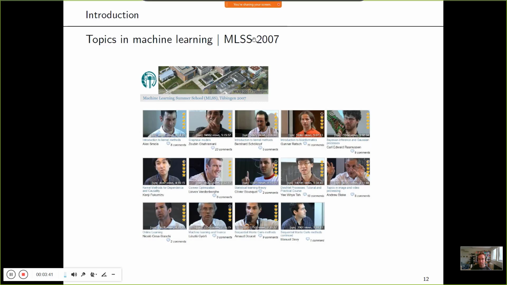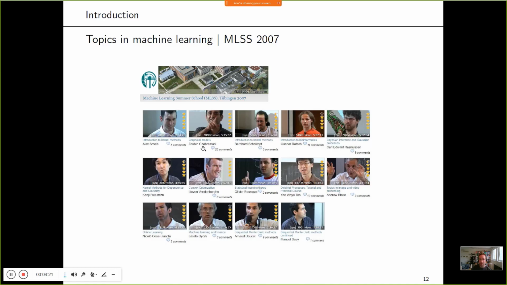In 2007, there was the machine learning summer school in Tübingen, which I joined, and what I saw there were topics as follows. So there was stuff on kernel methods by Alex Smola and Bernhard Schölkopf. There was stuff on graphical models by Zoubin Ghahramani. There was something on Gaussian processes. Optimization, so Vandenberghe was there, talked about optimization. There was stuff on statistical learning theory in the Vapnik sense by Olivier Bousquet. And there were things like Monte Carlo methods, so MCMC.